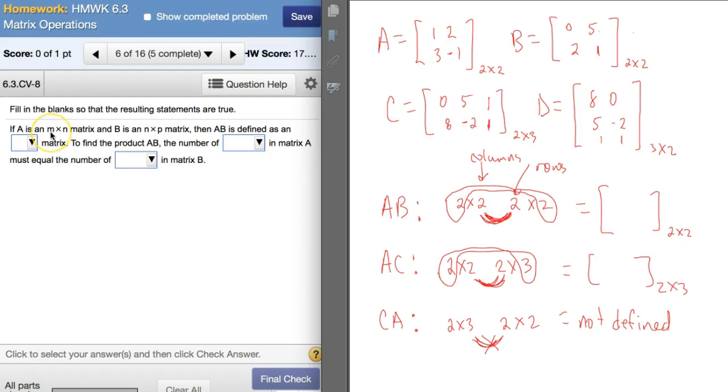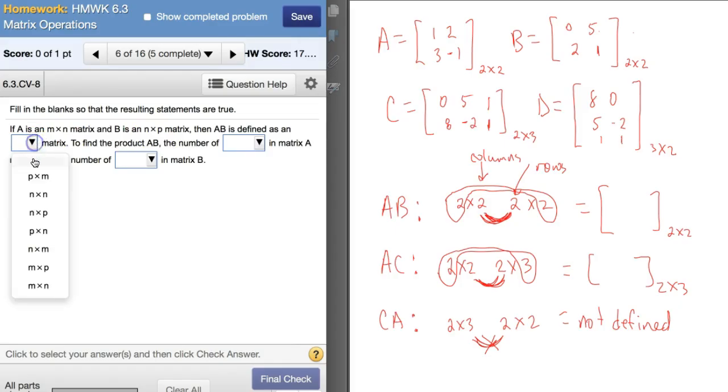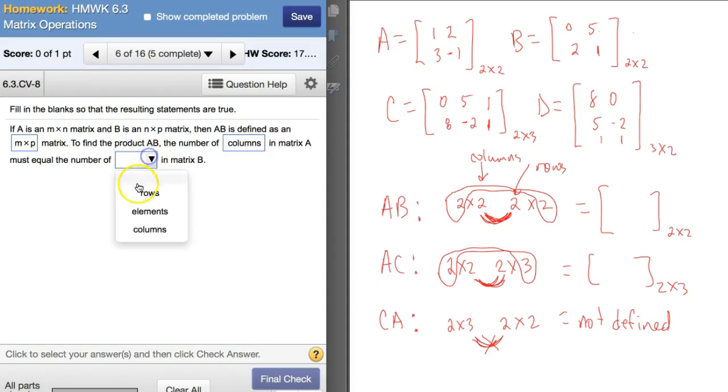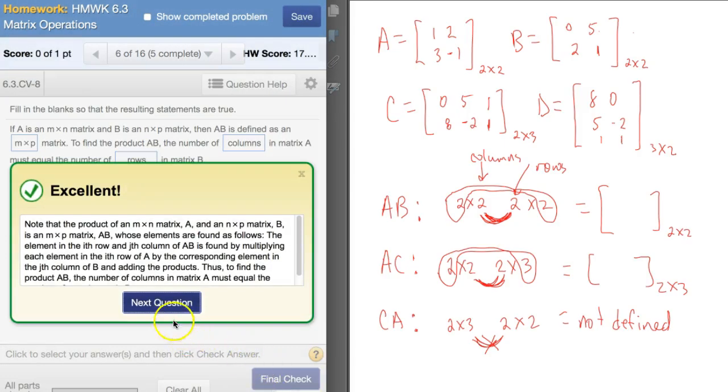And of course the result would be an M by P matrix there. So to find the product, the number of columns in matrix A has to equal the number of rows in matrix B. Okay. And so we'll go ahead and go on to the next question.